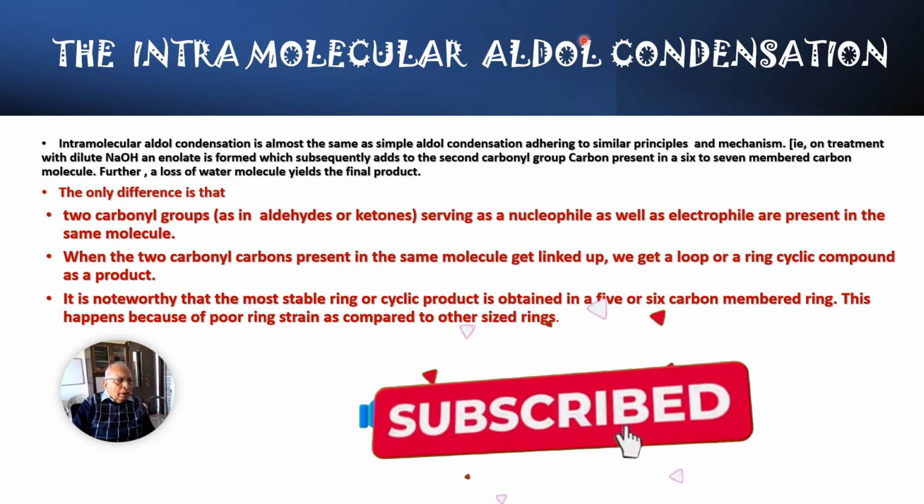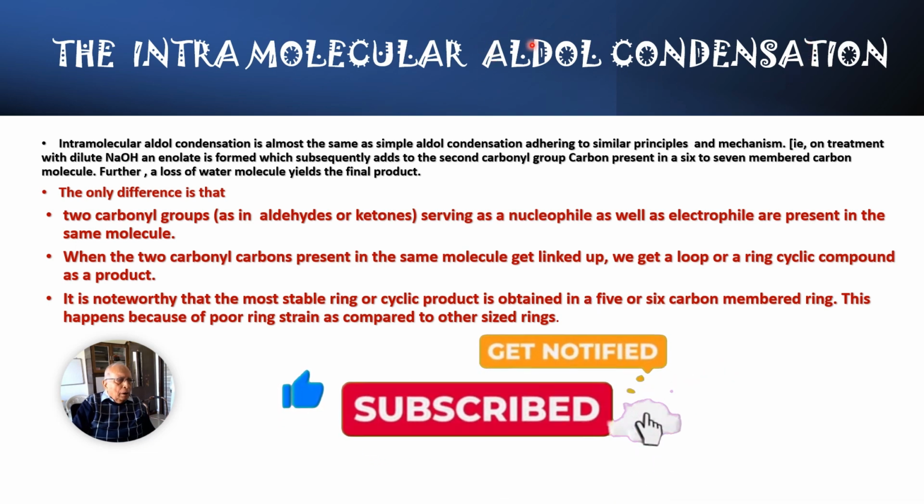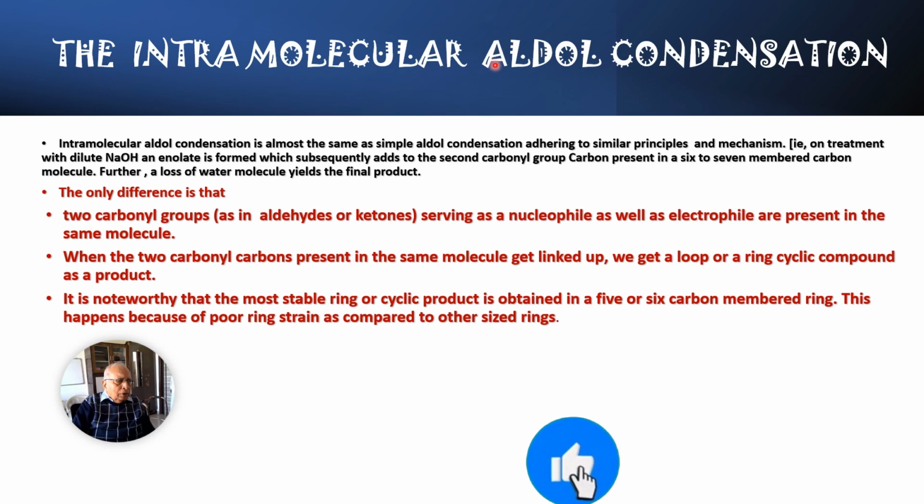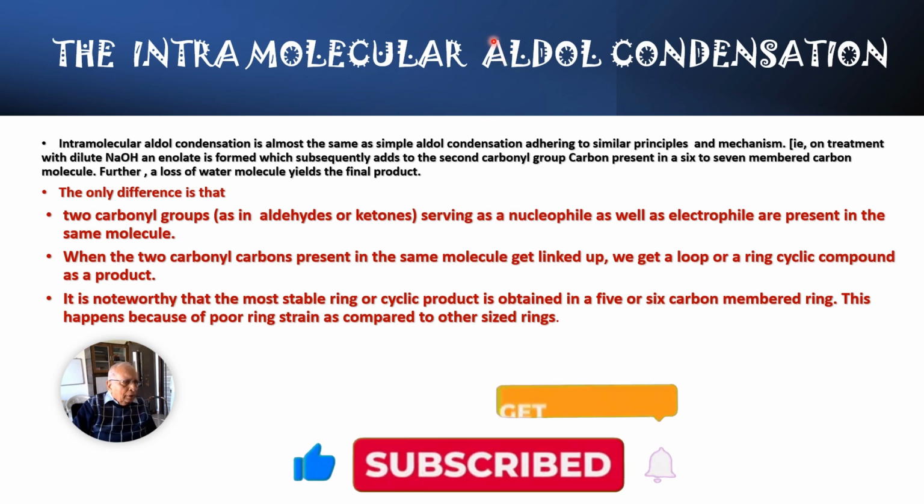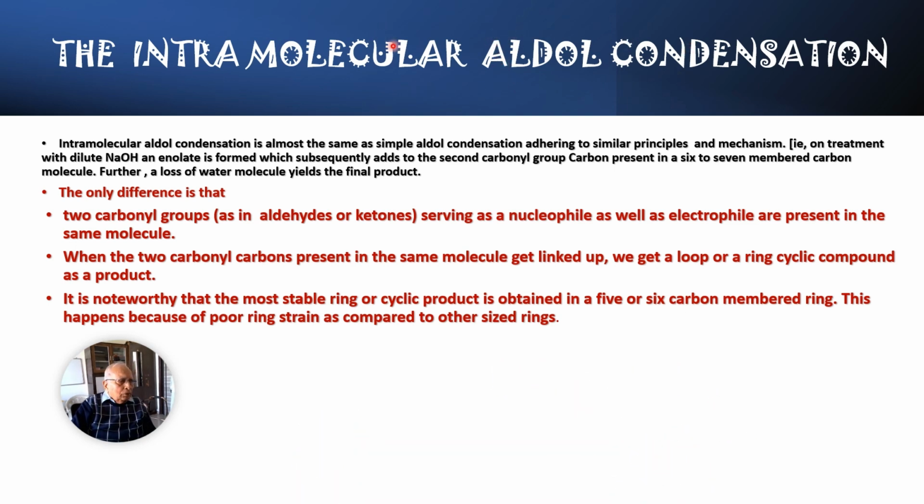And we have already taken up cross aldol condensation and the simple aldol condensation. The only difference here is that this aldol condensation, of course, occurs within the same molecule. A compound having 6 or 7 carbon atoms is most suitable to undergo such aldol condensation, and this chain of carbon atoms should have two carbonyl groups, maybe an aldehyde group or a ketonic group, or in general we say carbonyl group.